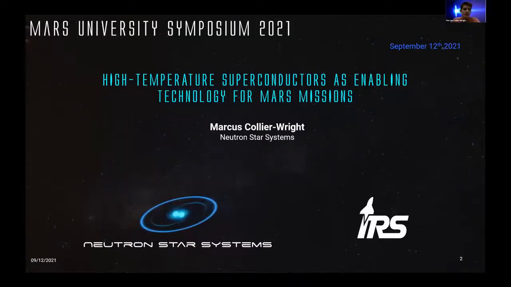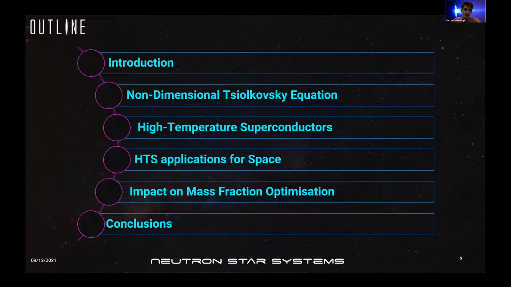So today, what I'm going to tell you about is how high-temperature superconductors can act as an enabling technology for Mars missions. High-temperature superconductors are our core focus as a company, and what we do is apply them to spacecraft systems. I'll give an introduction on why we need to consider them, from the point of view of power and propulsion, because to really understand the benefit of the superconductor, you need to look at their applications and how they affect all parts of a spacecraft.